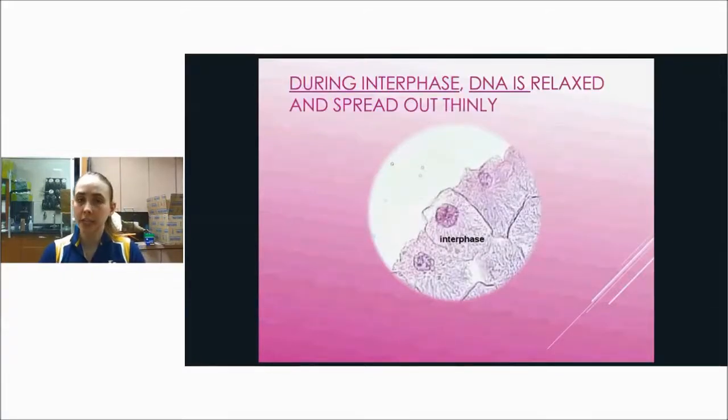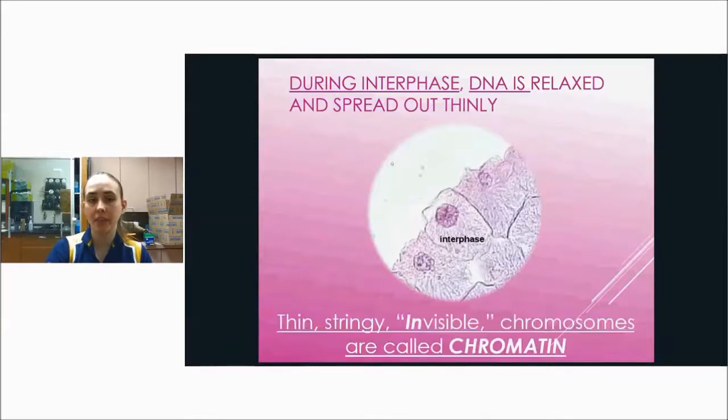During interphase, DNA is relaxed and spread out thinly, and that is called chromatin. Chromatin is invisible, so it ends in an IN. You can think of invisible. When you look through a regular light microscope, you cannot see it. It's thin, stringy DNA.